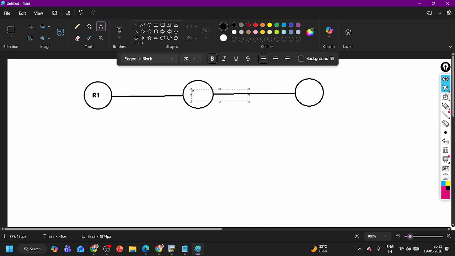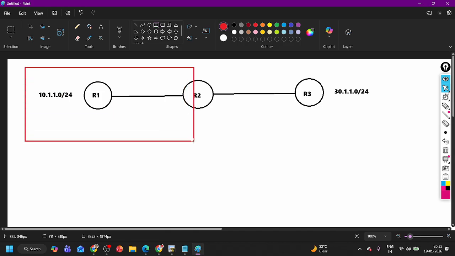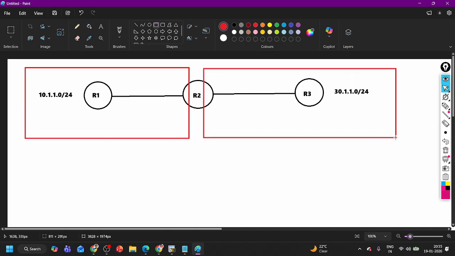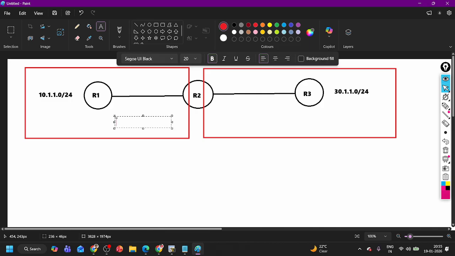R1, R2 and R3. Here the LAN is 10.1.1.0/24. Here my LAN subnet is 30.1.1.0/24. And this is my area 1 and this is my area 2. Can 10 and 30 communicate here? No. Why? You have to have an area 0, an interface in the backbone area. What is the issue here? The ABR router is not there.